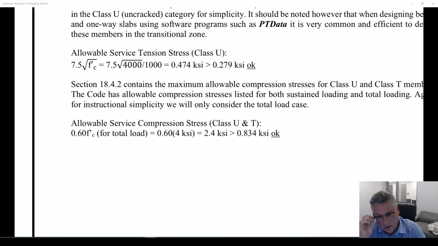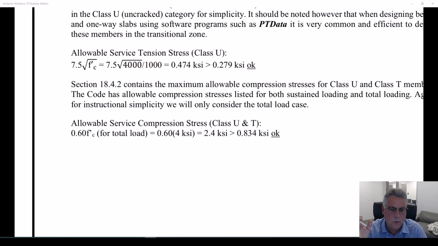Now, please don't do this on your homework assignments where I'm asking you to calculate the allowable stresses. I've had a number of people, mainly the ones who don't want to watch the videos, just tell me that 4 KSI was the allowable because I gave them 4 KSI concrete. That is the 28-day compressive strength at breaking. That's when it shatters.